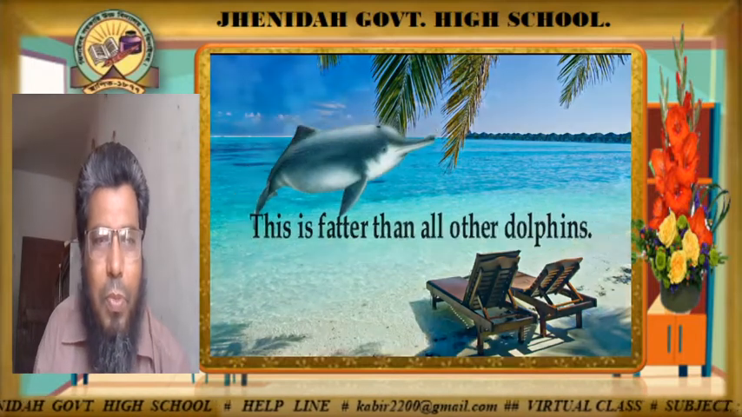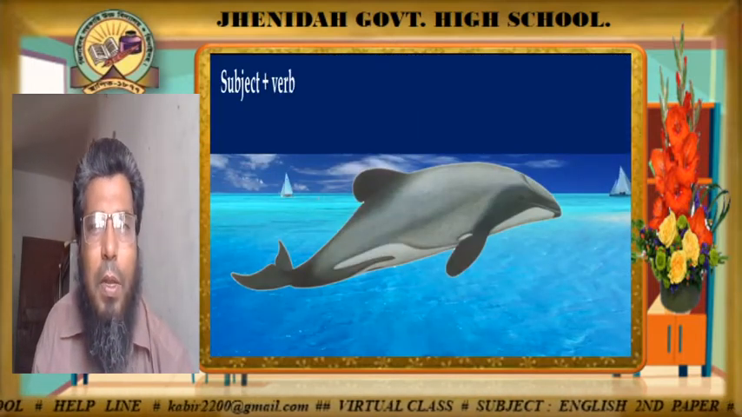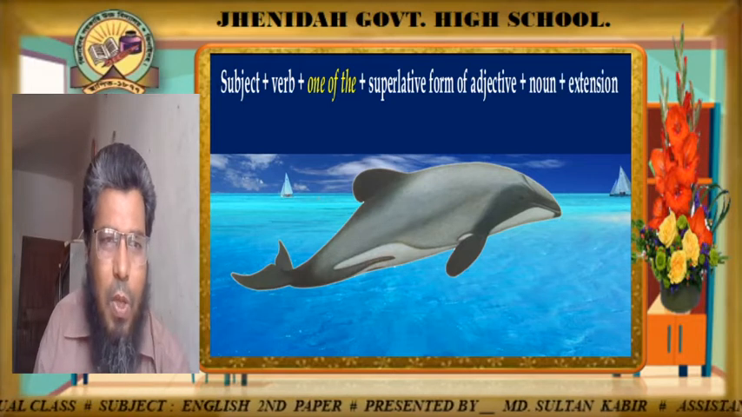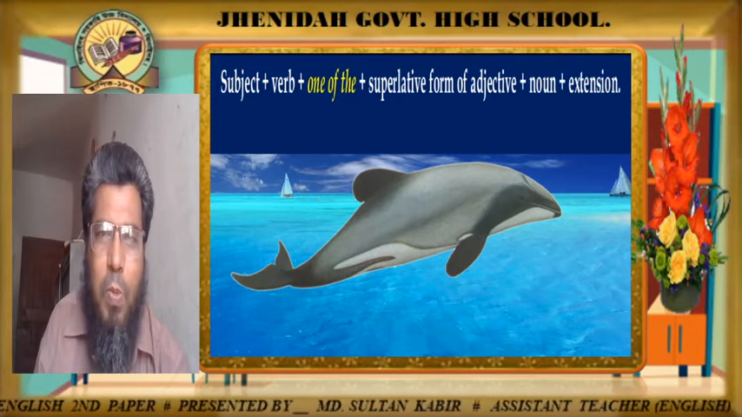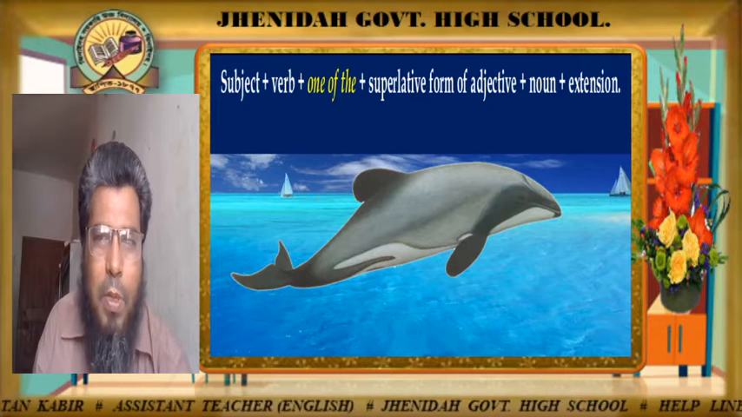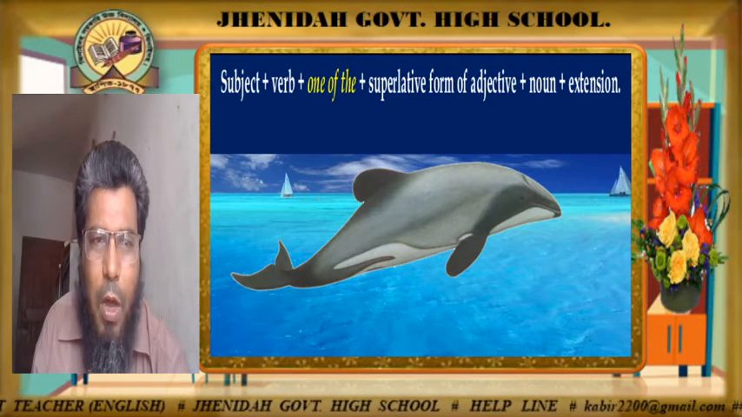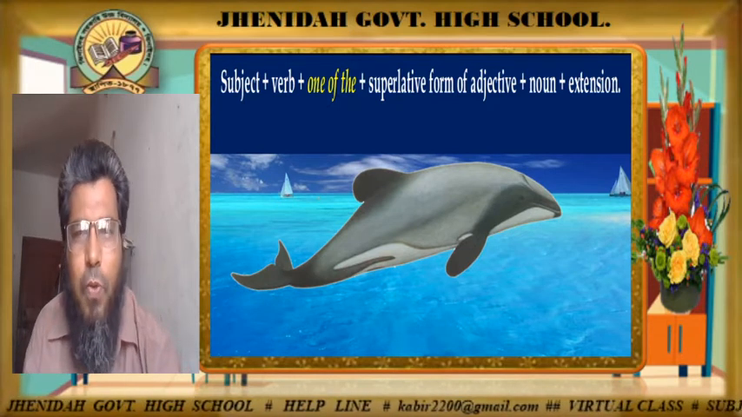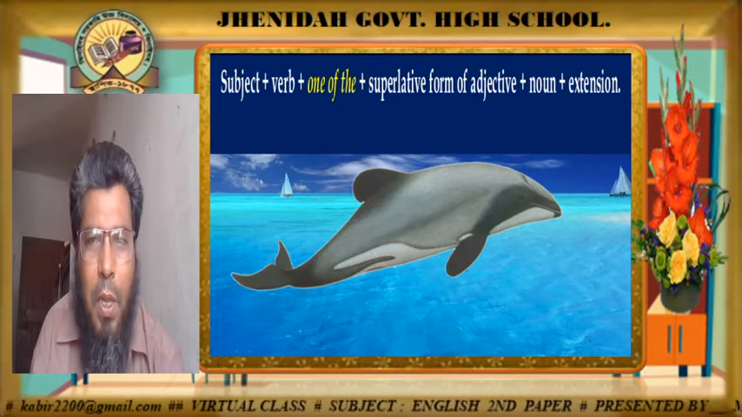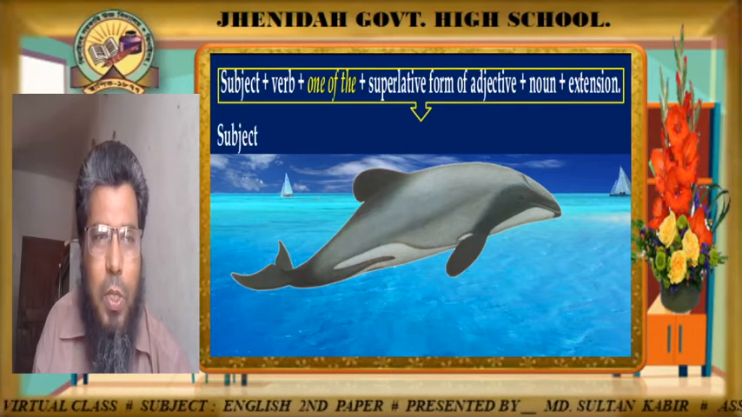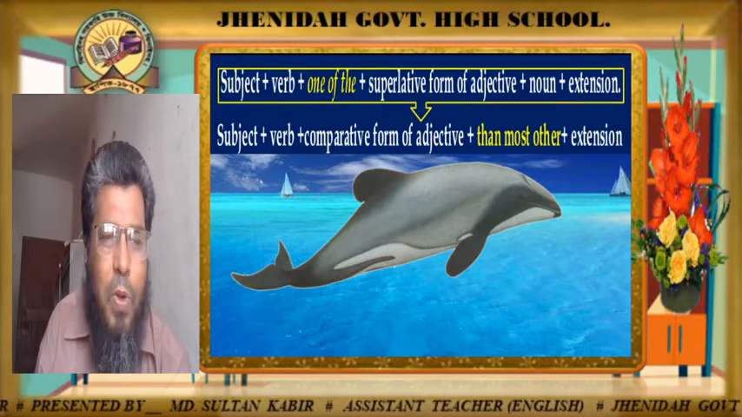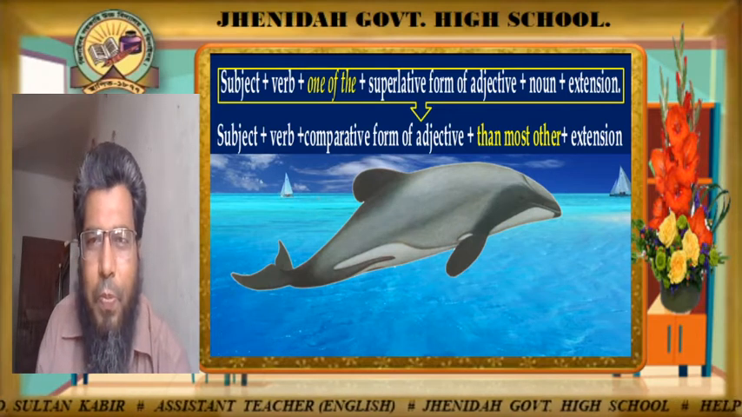Okay, fine. Dear learners, here is another structure of superlative degree. Look, subject plus verb plus "one of the". This is the difference. Subject plus verb plus "one of the", then the superlative form of adjective plus noun plus extension. In our previous two rules, we have seen after the verb there is "the". But here after the verb "one of the". So if the superlative degree contains "one of the", how can we change such types of superlative degree into comparative one? Now look at the structure of the comparative one. We'll write down the same subject and verb, then the comparative form of the adjective, and after the comparative form we'll write down "than most other", plus extension.